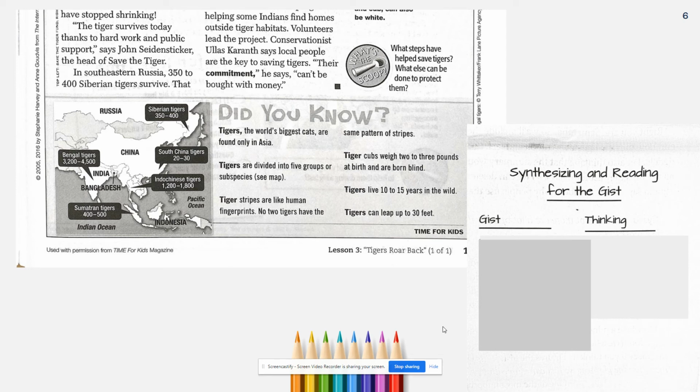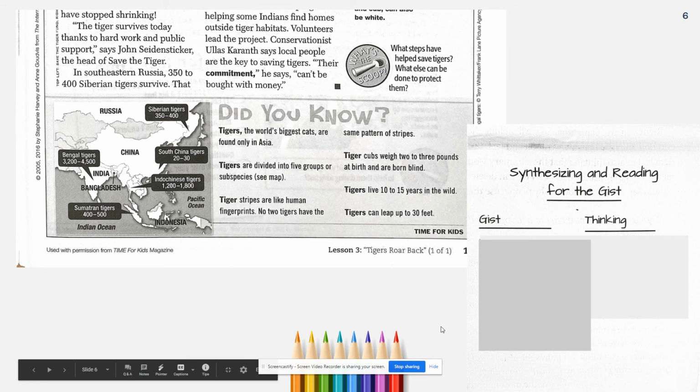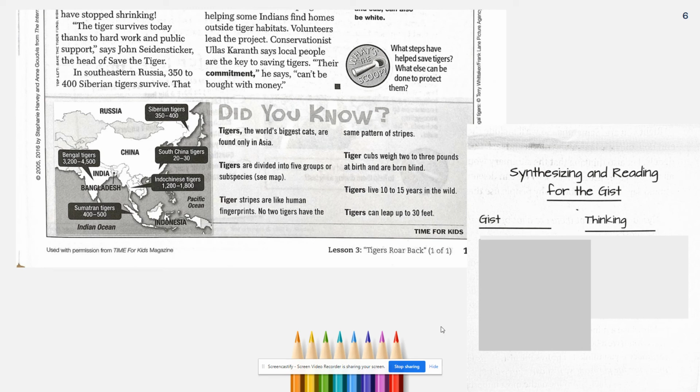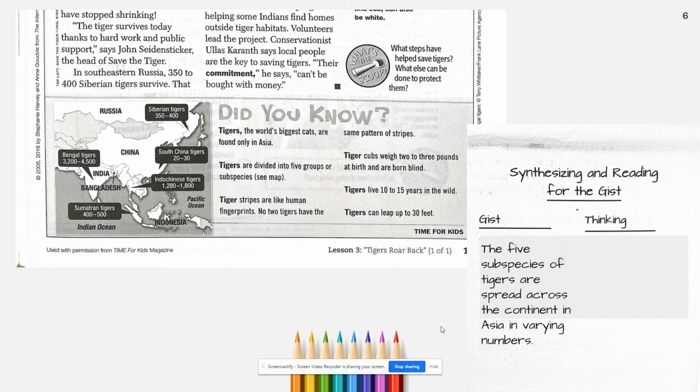Okay, readers, you all should have an idea of what the gist may be on the map. Let's see if yours is close or similar to the gist that I have found. The gist of the map is to show the 5 species of tigers and how they're spread across the continent of Asia in varying numbers.